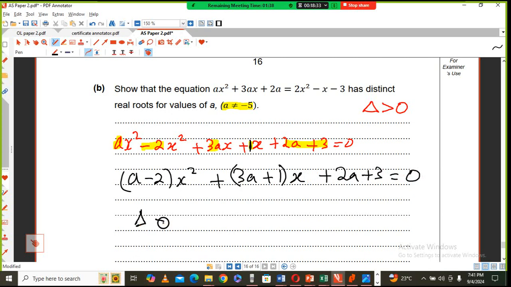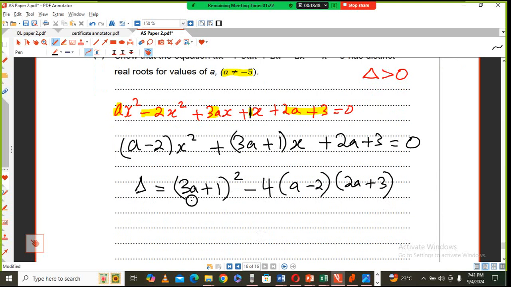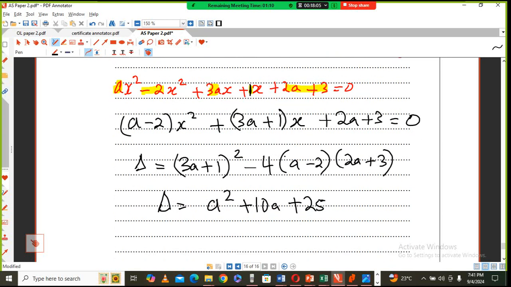So the discriminant will therefore be 3a plus 1 all squared minus 4 times a minus 2, times the whole of c, 2a plus 3. Are we together so far? Yes, sir. So eventually, if you were to do this, you would be getting a squared plus 10a plus 25, which is a perfect square trinomial. Half of 10 is 5, 5 times 5 is 25. So this is going to be a plus 5 times a plus 5, or a plus 5 all squared.